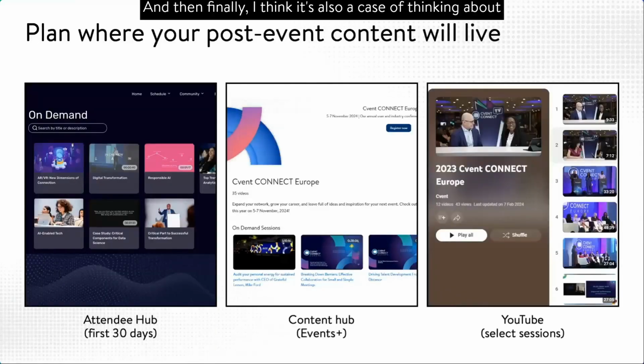And then finally, I think it's also a case of thinking about where your content is going to live after your event. So how we do it for Cvent Connect Europe is for the first 30 days after the event, we make sure that all of our content lives on demand in our attendee hub. And that means that those attendees who had registered for the event, who had come to the event, are able to easily catch up with any sessions they may have missed.